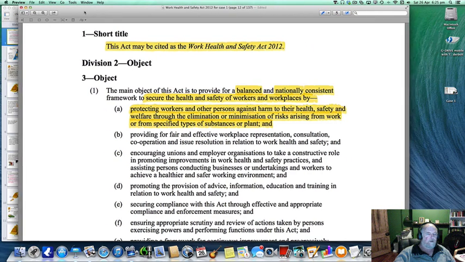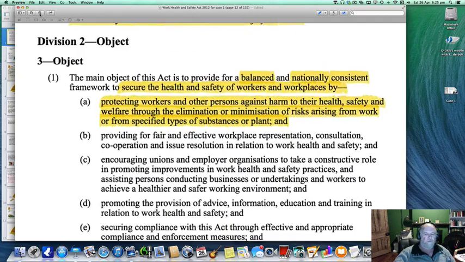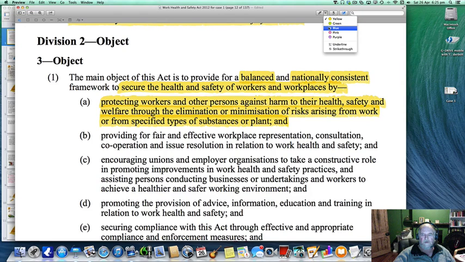How am I going to get this bigger? Come on, you. Oh yeah, there we are. There's a bigger button. Okay, if you're looking at it like this in the Act itself, it's designed to protect workers and other persons against harm to their health, safety and welfare through, and this bit here is interesting, through the elimination or minimisation of risks arising from work.